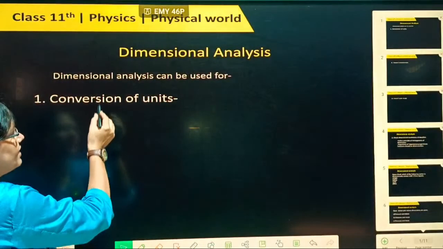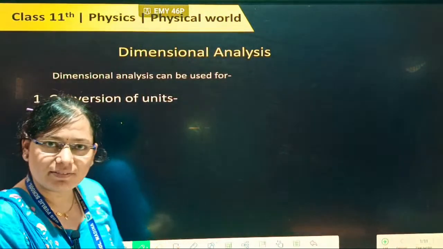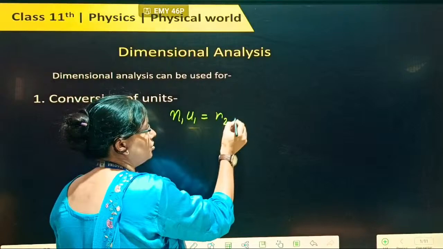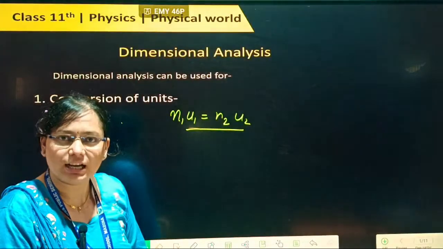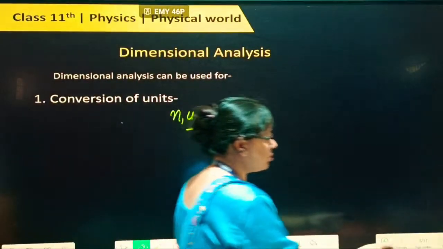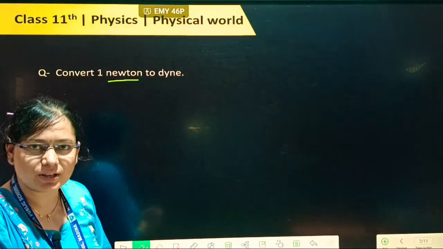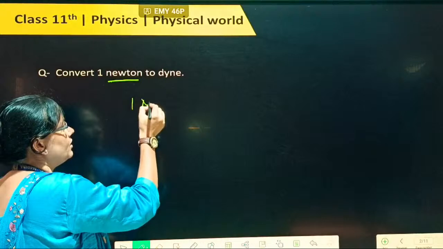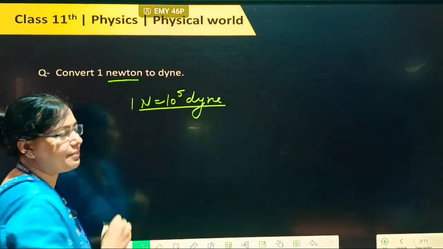So here we are starting with the first one, conversion of units, which we did in the last class. We found that n1 u1 equals n2 u2. By using this relation we can convert from one system to another system. Another example we already did was converting 1 Newton to dyne. Newton is the SI unit of force and dyne is the CGS unit of force. We got 1 Newton equals 10 raised to power 5 dyne, by using dimensional analysis.